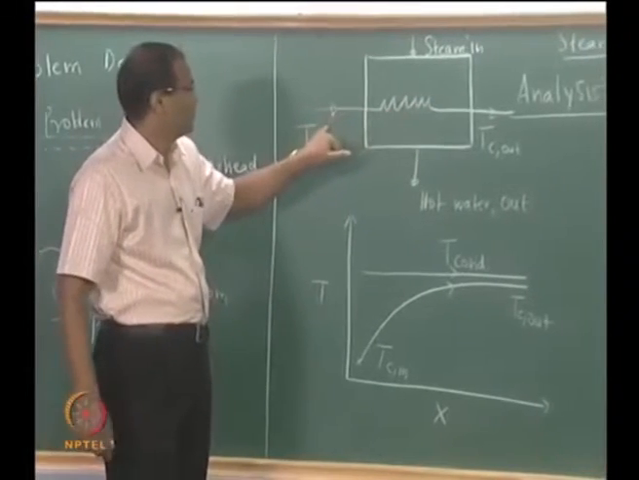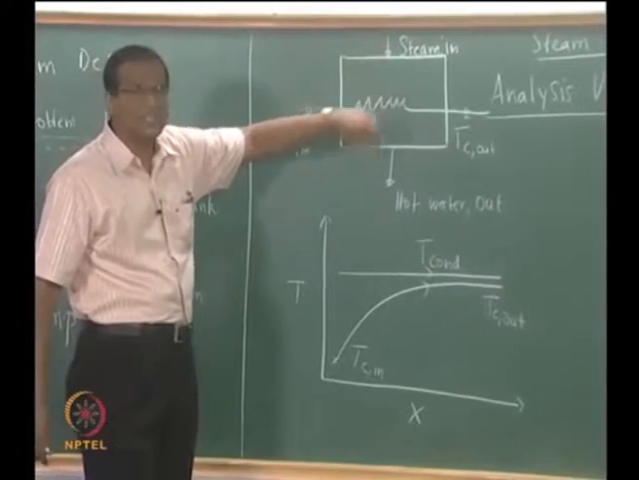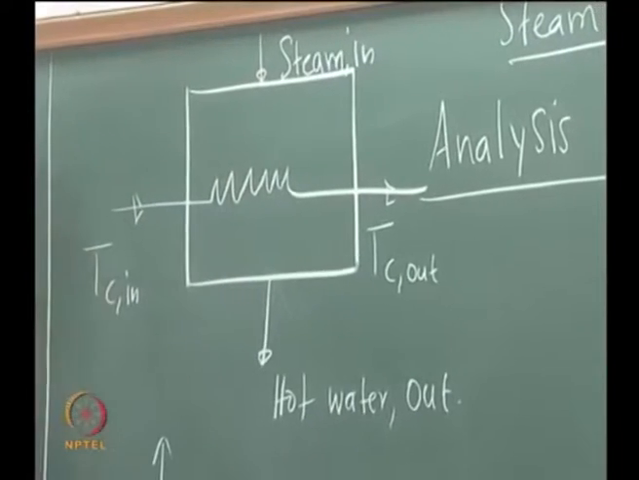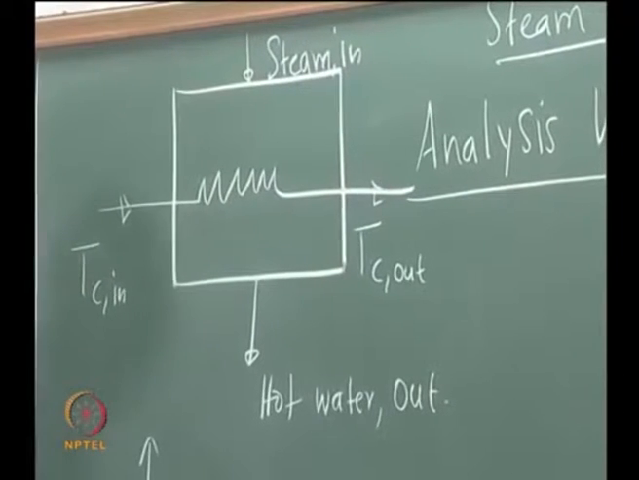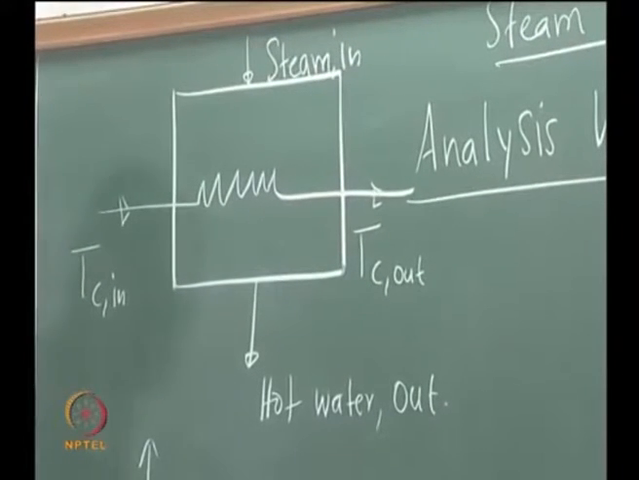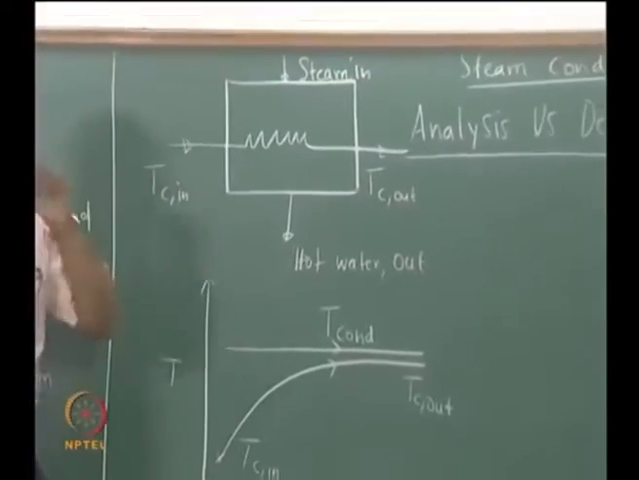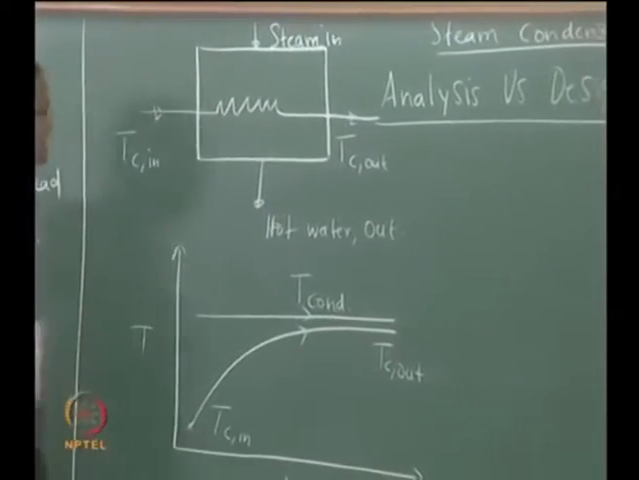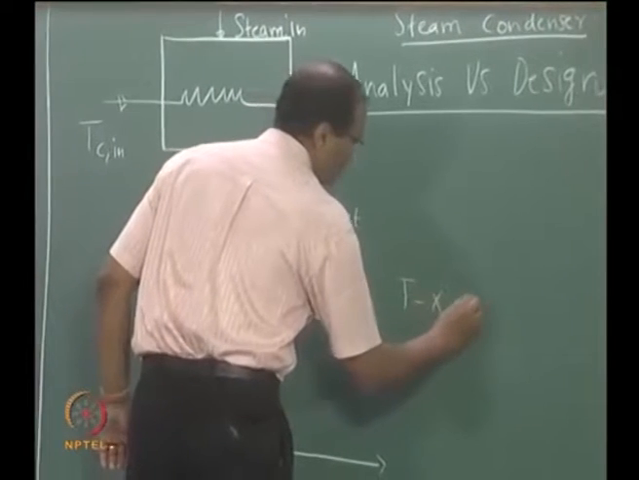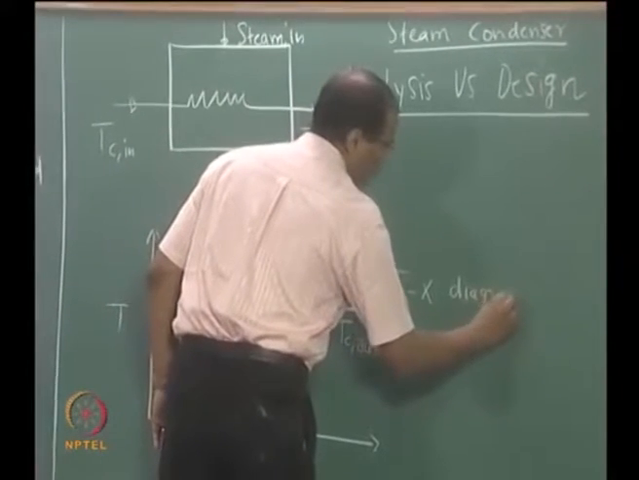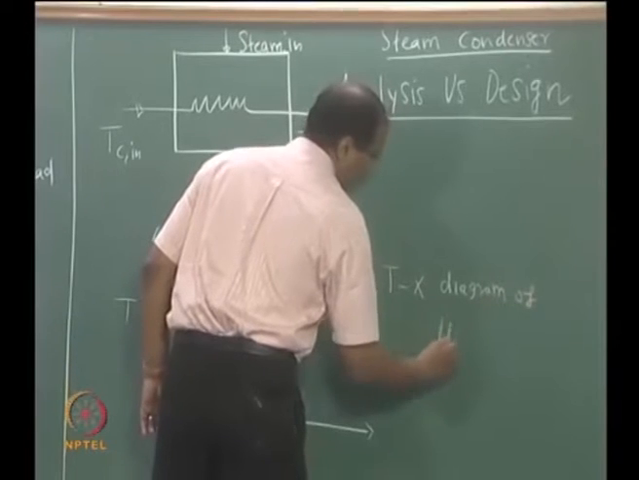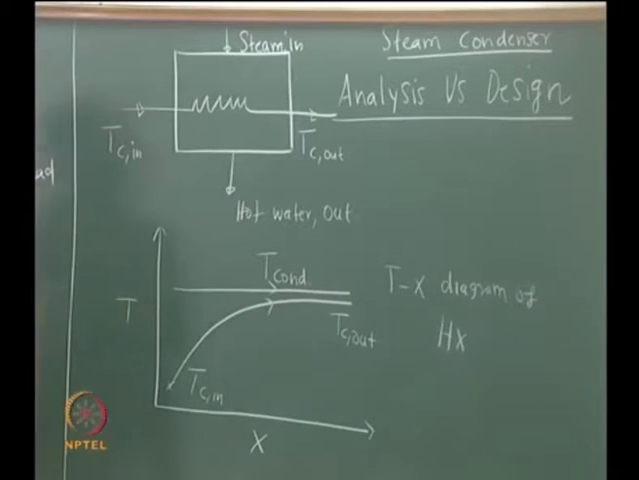So, this condensation is accomplished by sending cooling water. The cooling water will enter at a temperature of Tc in and will go out at a temperature of Tc out. So, its temperature will increase. This is basically called the T-x diagram of the heat exchanger. It does not matter whether it is a parallel flow or a counter flow, because one of the fluids is changing phase.